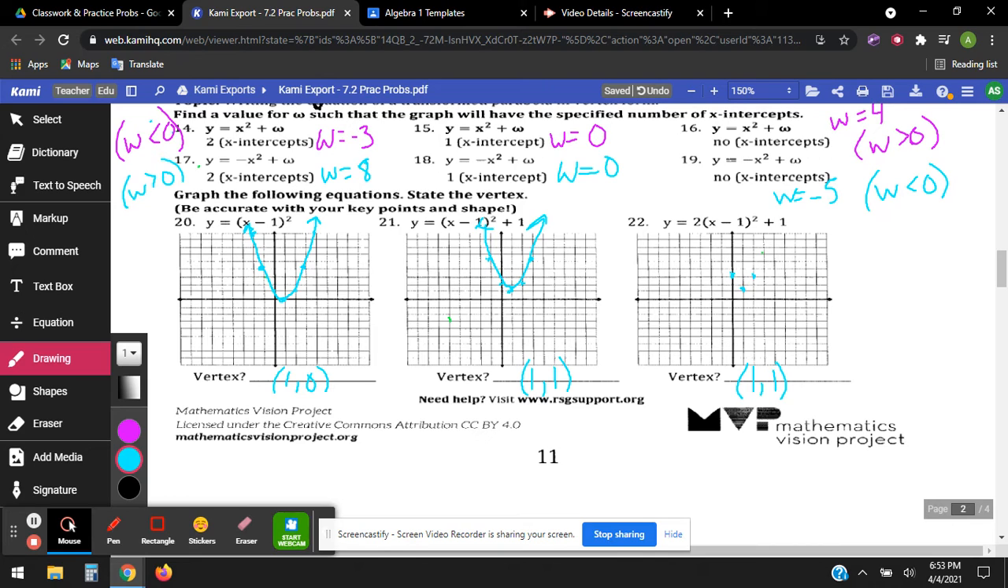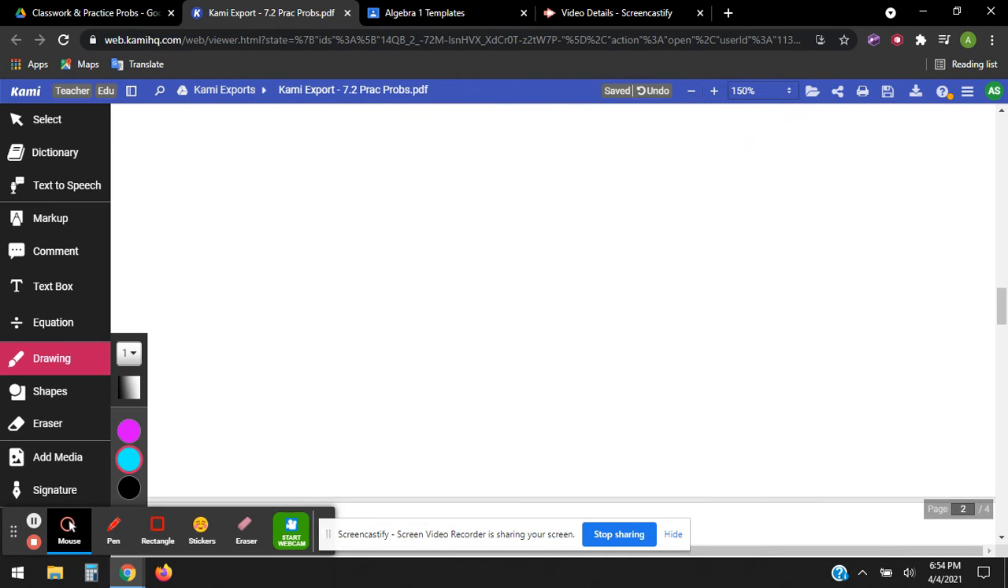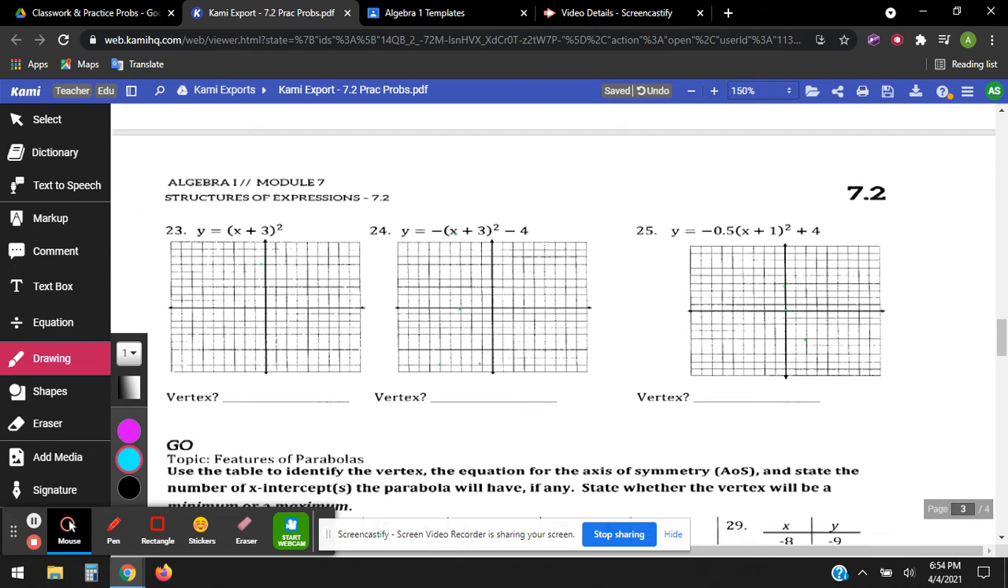2 minus 1 is, sorry, 3. We're at 3. 3 minus 1 is 2. 2 squared is 4. 4 times 2 is 8. 8 plus 1 is 9. So I think that's the very top one. 1, 2, 3, 4, 5, 6, 7, 8, 9. Right up here on the top. And I have made my parabola. Nice job. And last page.